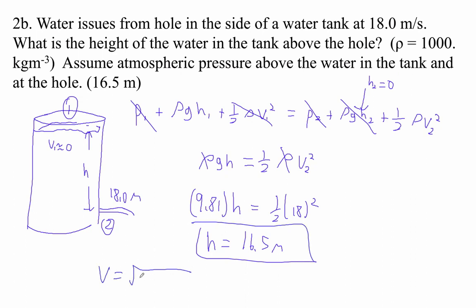I was trying to resist writing that down. But if you solve this thing for v, you get the square root of 2gh, which is, incidentally, the speed that a rock would have if you dropped it from this height. When it reached here, it would have exactly a speed of 18 meters per second because of energy and stuff.